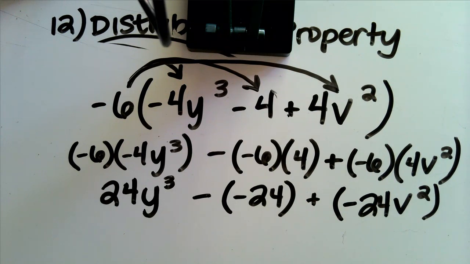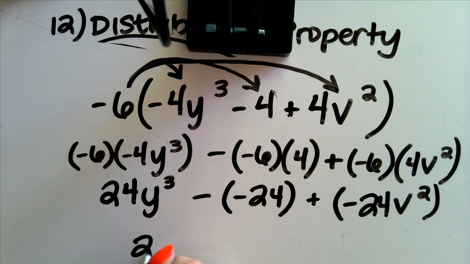We don't have any division. We do have some addition and subtraction that we do need to clean up. I also see that there's no like terms because this one has a y, this one has no variables, and this guy has a z. No like terms. So let's just go ahead, clean this up a little, and we will be done.